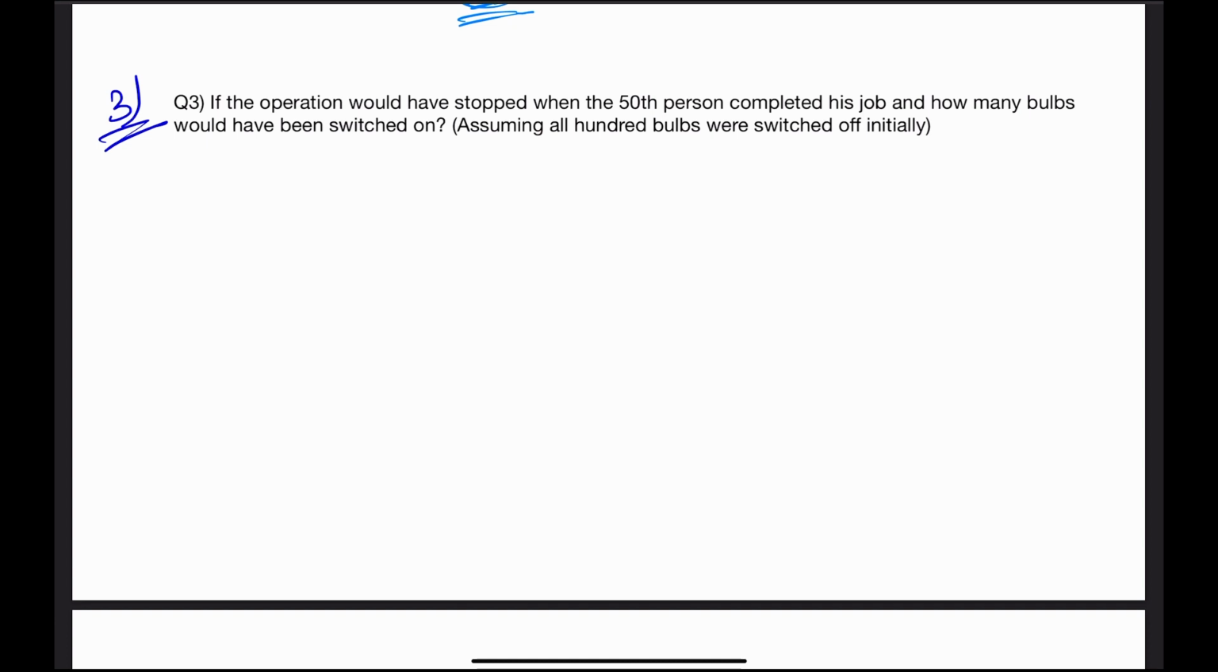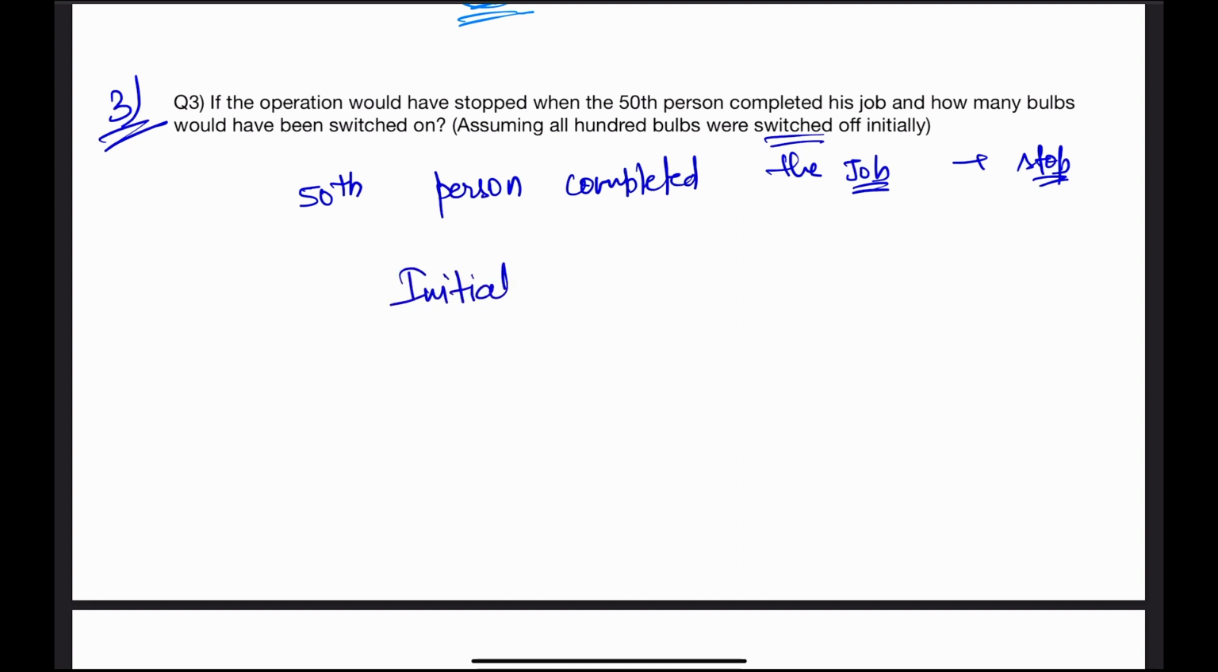Okay, so when the 50th person completed the job, then they stop. The 51st person is not going to come and do anything, assuming all hundred bulbs were switched off initially. So initially they will be switched off. So what is the question asking? How many bulbs would have been switched on? So the question is asking about switched on.